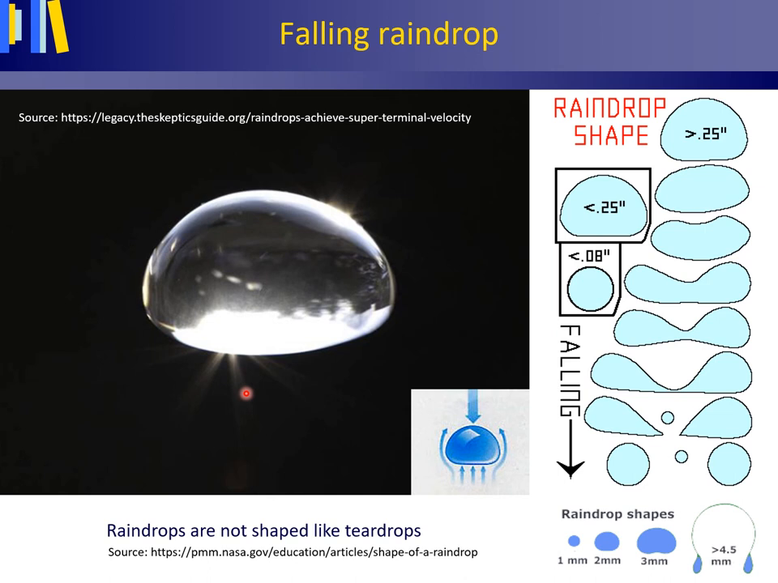To the right, the shape of falling raindrops as a function of its diameter is shown. When a raindrop is small, it is roughly spherical, due to the surface tension of water, but when it grows larger, it flattens at the bottom, and when it grows even larger, it will split into smaller raindrops.